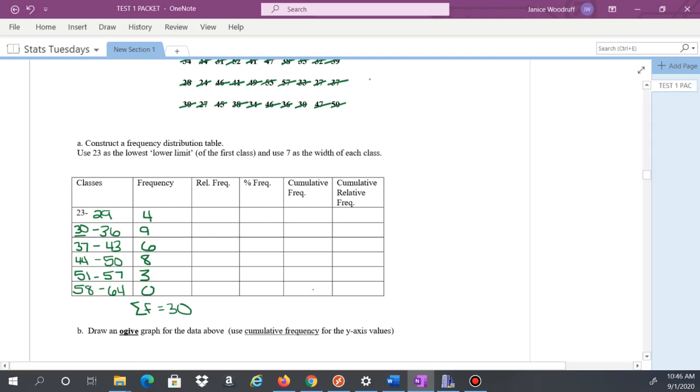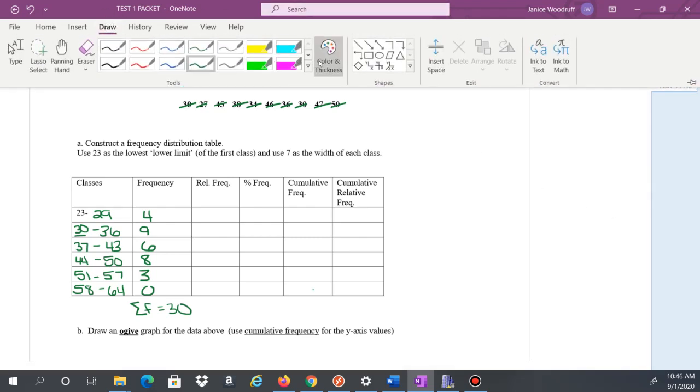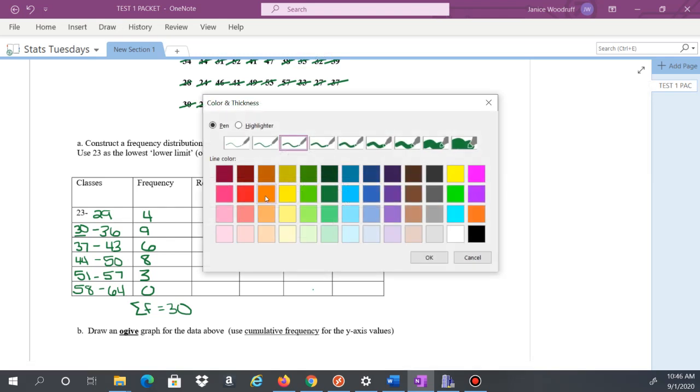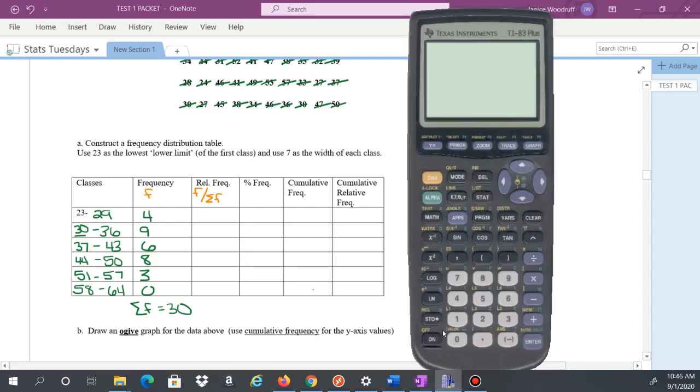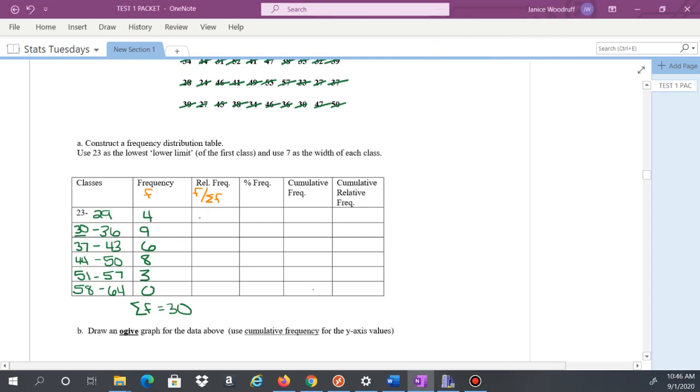Okay, then the relative frequency, recall the formula for that. You're going to get the frequencies over the sum of your frequencies. So frequency, that's this column here, that's your lowercase f. Okay, so we would do 4 divided by 30 for the first one. Pull up my calculator. 4 divided by 30. So 0.13. We'll do 2 decimal places. That should be fine.